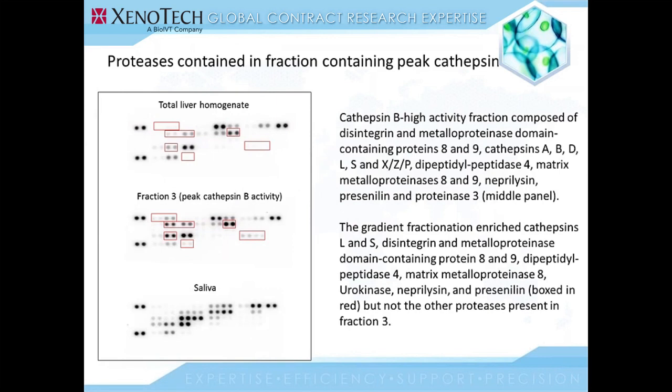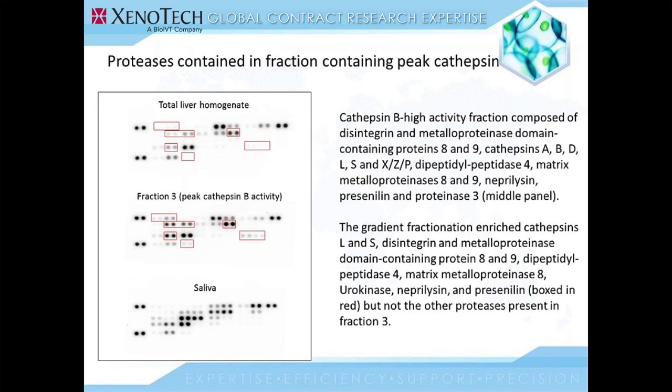Another thing that we've done is we have taken the peak cathepsin B fraction, and we have assayed what proteolytic enzymes are present, and we've compared that to the initial liver homogenate. We do get enrichment of specific lysosomal proteases, which also tells us that we were getting nice separation and enrichment. If you look at the top, that's our starting point, and the middle panel is our purified lysosomes, or at least one of the fractions that contain them.